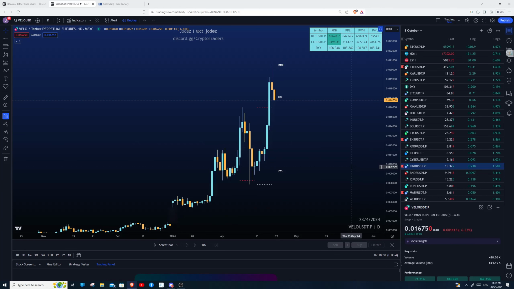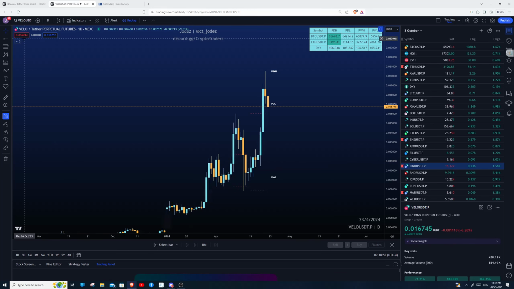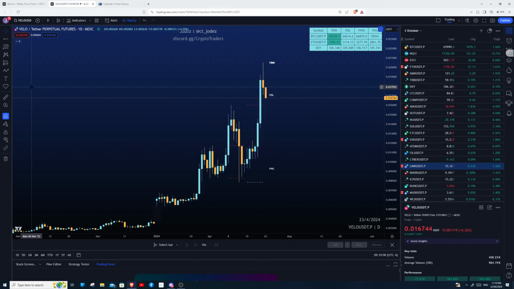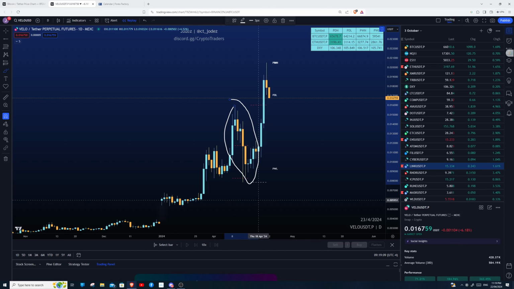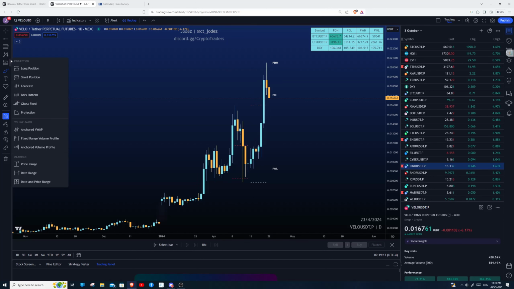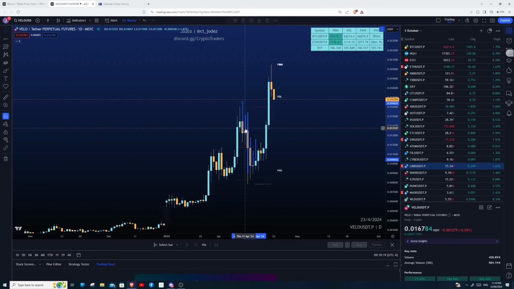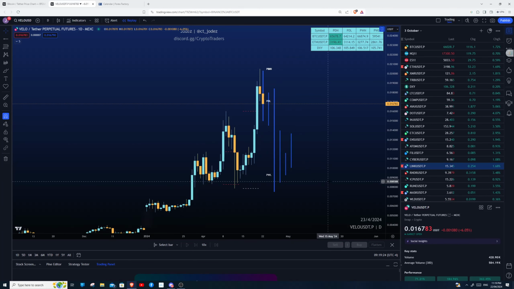Yep, so Velo, if you're looking to long, is probably going to retrace pretty far, and you can just look at its recent price action history in terms of how it treats large pumps. And you can see here last time it retraced the whole thing. So if it were to do the same thing again, it would just be something like this.